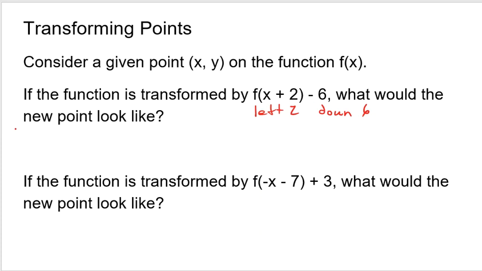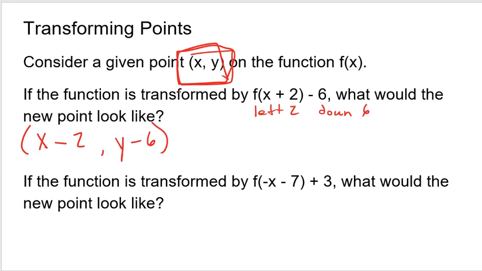So the easiest way to understand this is that the x value is going to go left 2, which is minus 2. The y value is going to go down 6. So if I were to ask you, how does this new point look? Well, the original point was x comma y. The new point is going to go left 2, which is taking your x value and subtracting 2, and taking your y value and going down 6.